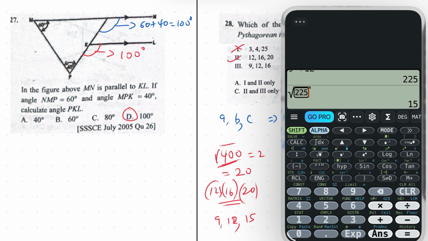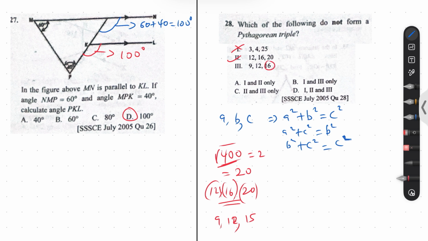But here we have 16, which is not the case. If it was like this, then we'd say yes, it is a Pythagorean triple. But here we have 16, so it is not correct. The question says, which of the following do not form? So our answer will be I and I only, which is B.